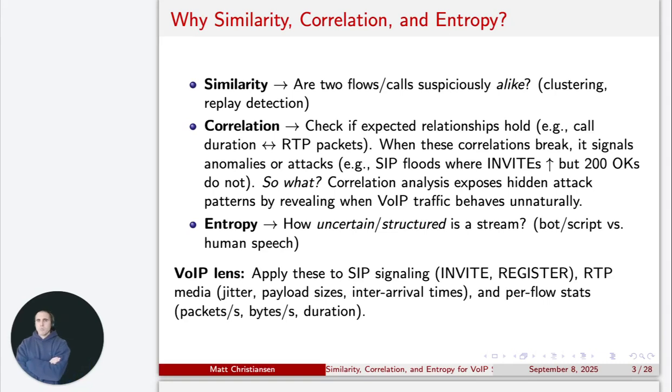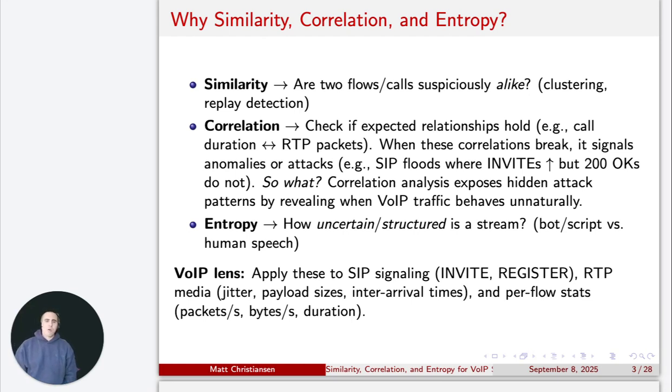And so with similarity, we were looking at how similar things were. The opposite is distance, figuring out how far, computing the Minkowski distance, however you say that name. In similarity, we're trying to see how closely related these data points are. Correlation is checking if expected relationships hold. We're trying to expose the hidden attack patterns by revealing VoIP traffic that's behaving unnaturally.